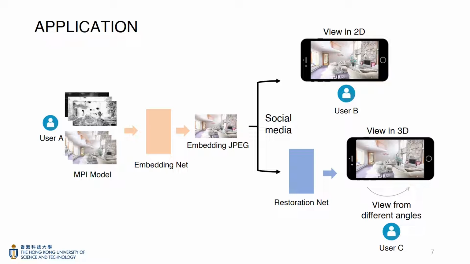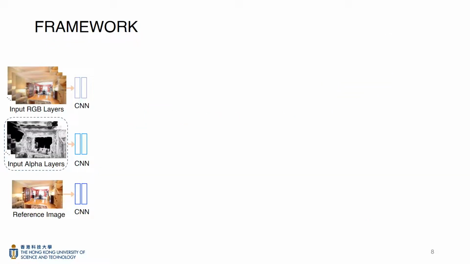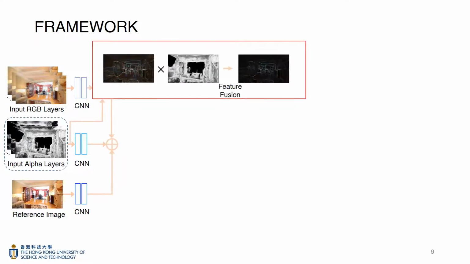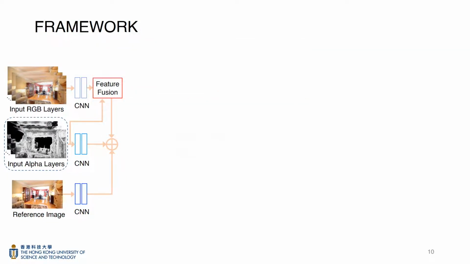To enable such user-friendly applications, we propose our framework. The features of the RGB layers, the alpha layers, and the reference image from the MPI are first extracted by CNNs respectively. Then these feature maps are fused together. To fuse the 32 RGB feature maps, we design a fusion mechanism with the alpha layers. Since the alpha layer represents the transparency of each RGB layer, we fuse the RGB feature maps by a weighted sum operation, and the alpha layers are used as the weight maps. Then the fused feature maps are processed by a U-Net-like CNN to get the embedding image.